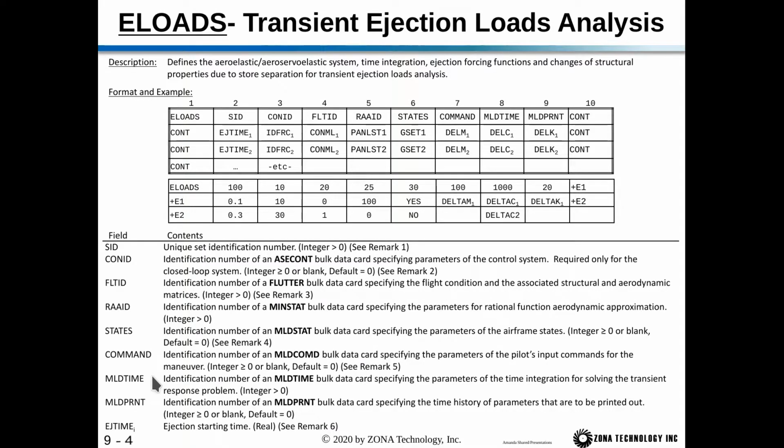The MLD time field refers to the MLD time card. The MLD print field refers to the MLD print card to allow you to specify an output file to output the time histories of parameters of interest. And then lastly, we have the open-ended input to define the ejection time of these stores and the forcing functions. So EJ time, the first field for each row, is the ejection starting time.